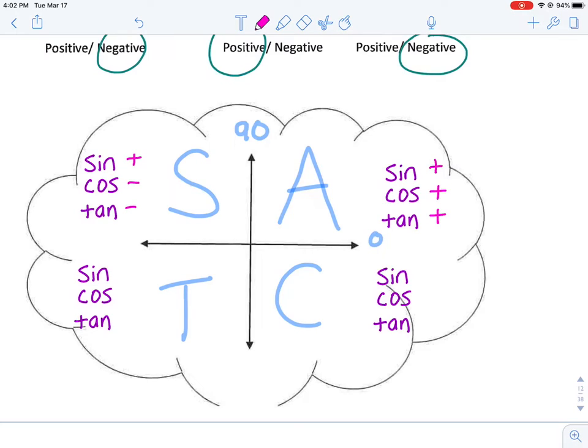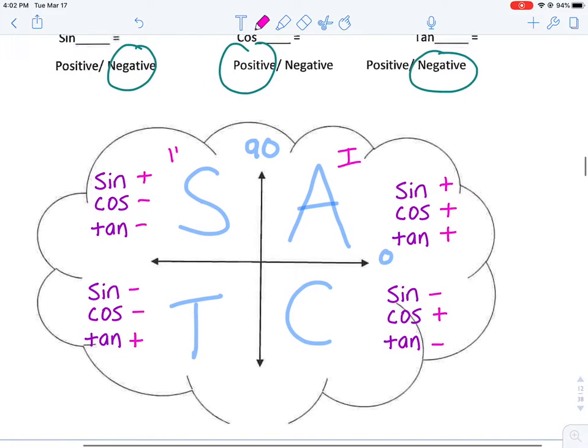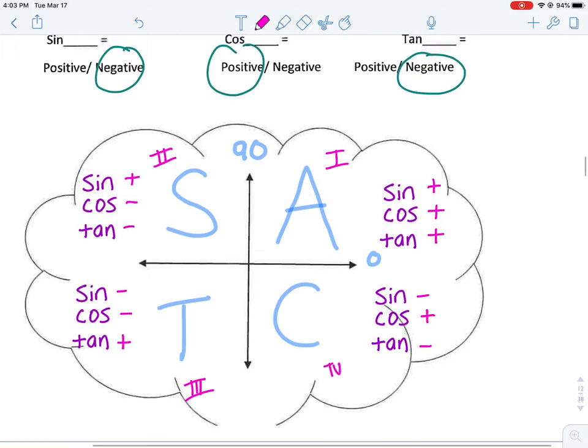Same thing for the other two quadrants. So in quadrant 3, tangent is the only one that's positive. Sine and cosine are negative. And in quadrant 4, sine is negative, tangent is negative, because the C stands for cosine, which is the only function that is positive in that quadrant. In case you do forget what our quadrant numbers are, it goes in the order of a big C. So start in this top right corner. This is quadrant 1, quadrant 2, quadrant 3, and quadrant 4.